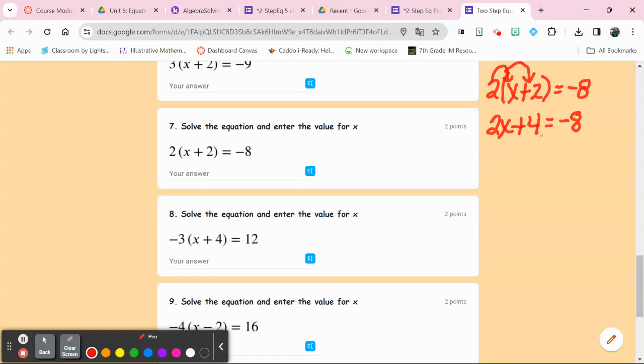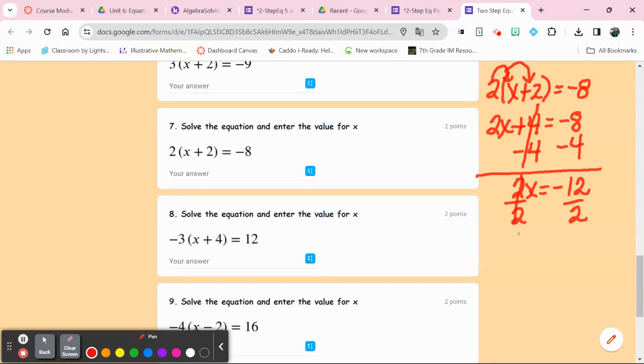All right, remember the first thing we always move is the number without a letter or variable. The opposite of plus 4 is minus 4, and whatever I do to one side, I do to the other. Keep it balanced. That cancels out, leaving me with 2x's equals. Same sign, keep the sign, add the numbers. The opposite of multiplying by 2 is dividing by 2.